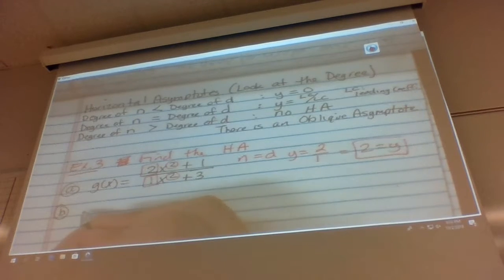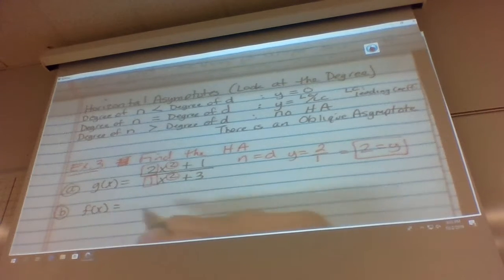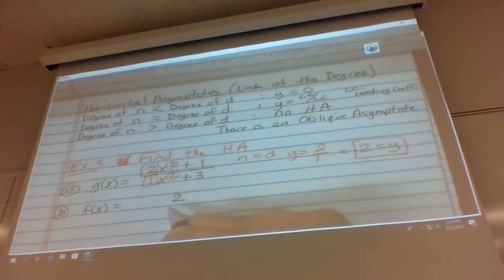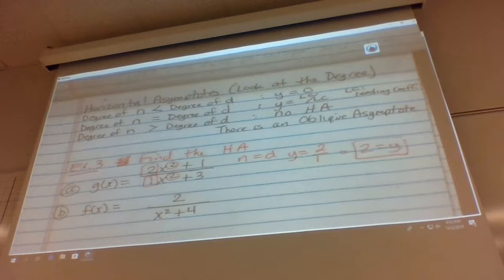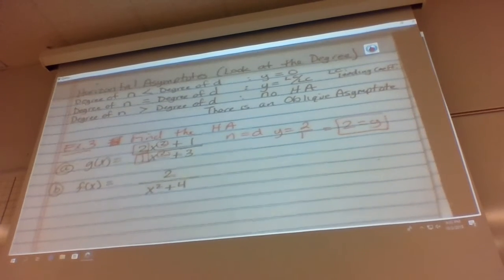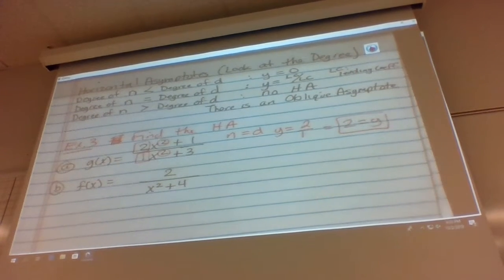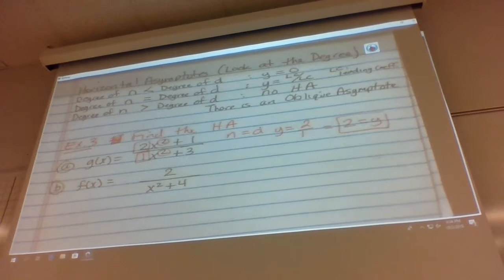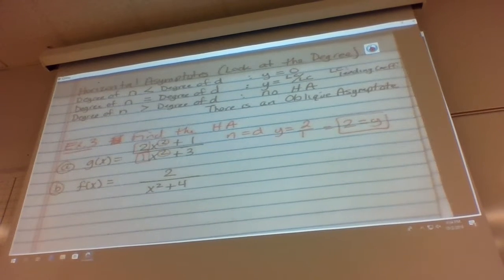Alrighty, this one, what is the degree of your numerator right now? 0. Remember, your degrees belong to your variables. Is there a variable on top? No. So my degree on top is 0, my degree on the bottom is 2. So is the numerator less or greater? It's less. The numerator is less than the denominator, so it is just y is equal to 0. Boom, there's your answer.